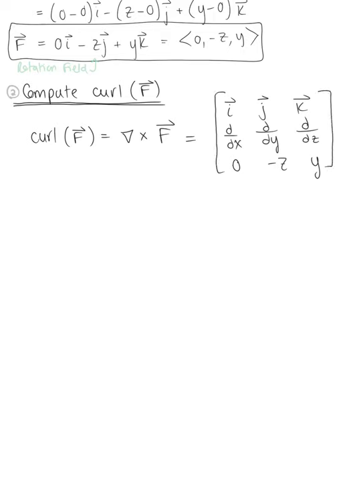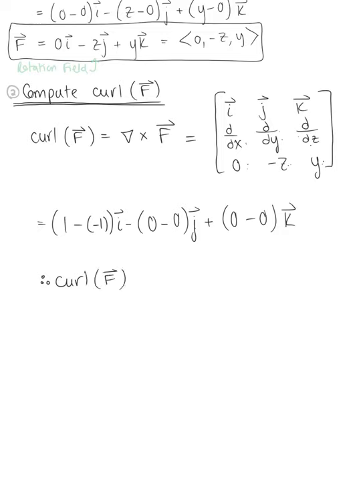And then again, applying the determinant, our crisscross multiplication, we have the partial derivative of y with respect to y, which gives us 1, minus the partial derivative of negative z with respect to z, which gives us negative 1, i hat, minus the partial derivative of 0 with respect to x, which is 0, minus the partial derivative of y with respect to z, which is also 0, j hat, plus the partial derivative of negative z with respect to x is 0, minus the partial derivative of 0 with respect to y is 0, k hat. And so therefore we can say that the curl of our rotation field is going to be 1 plus 1, which gives us 2 i hat minus 0 j hat minus 0 k hat, or in component form, 2, 0, 0.